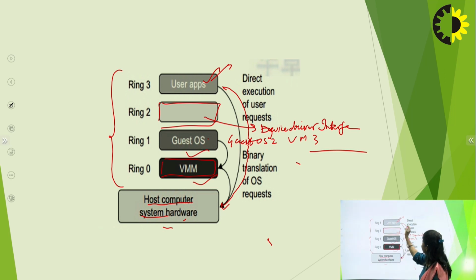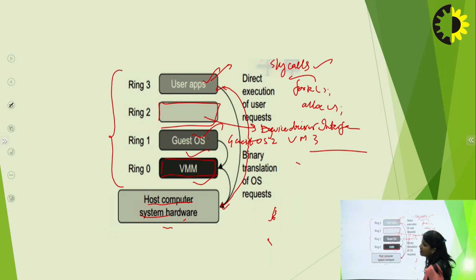This is direct execution of user request, because in case of full virtualization, all this hardware is divided and provided to the guest OS. All instructions or libraries are provided to the guest OS. When the user executes any system call, we have system calls. Privileged instructions means we can access those privileged instructions by calling the system calls. So we can say fork is a system call, or alloc, malloc, these are all system calls.